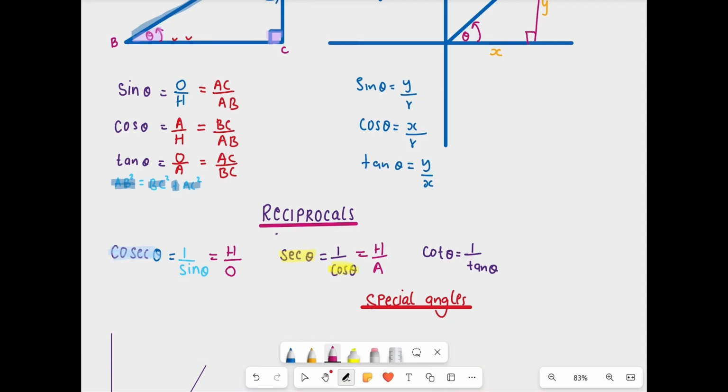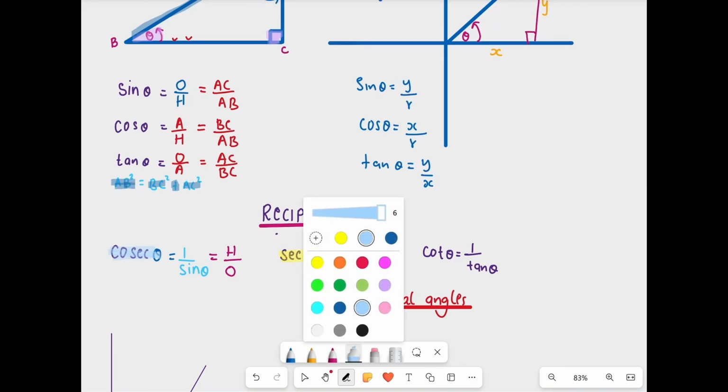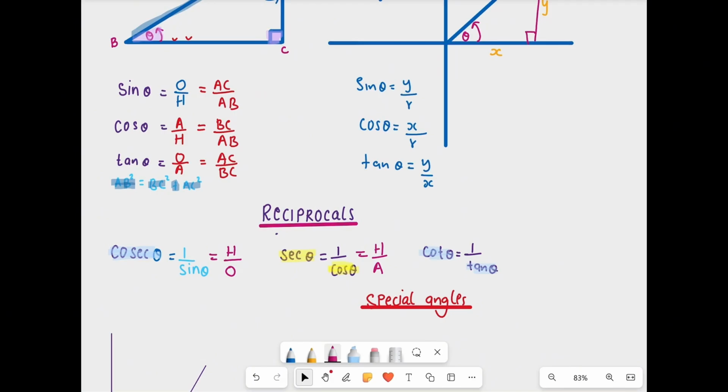And then we also have cot. So cot is the reciprocal of tan. Here is our cot. It is the reciprocal of tan. So if cot is the reciprocal of tan, that means it can be written as, remember tan is opposite over adjacent, so that means cot will be adjacent over opposite. Cot will be adjacent over opposite.